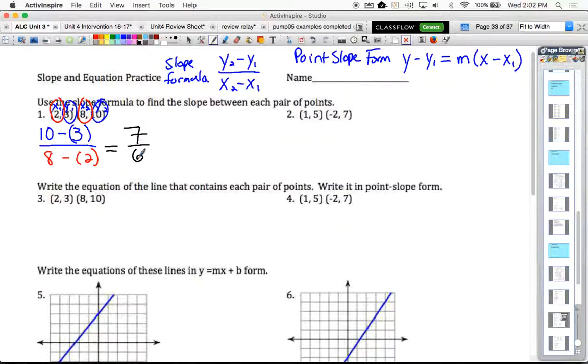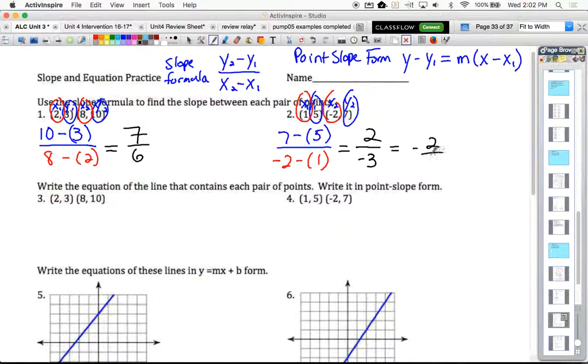In the next problem, we're going to do the same thing. We're going to take our x and y, x2, y2, and the first thing is we'll subtract the y values to get the rise. So that's going to be 7 minus 5, the second y value minus the first y value, and then the second x value minus the first x value to get the run. So -2 minus 1. And then do that subtraction. 7 minus 5 is 2. -2 minus 1 is -3. So in general, that's just -2/3 is my slope between those 2 points.